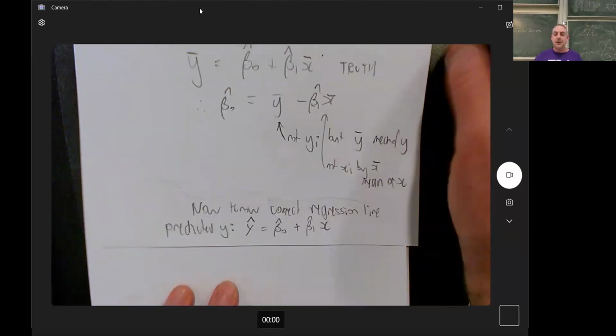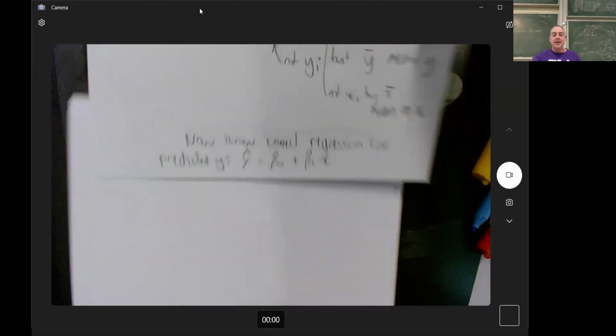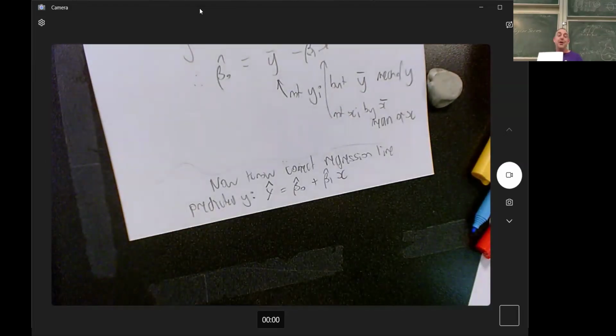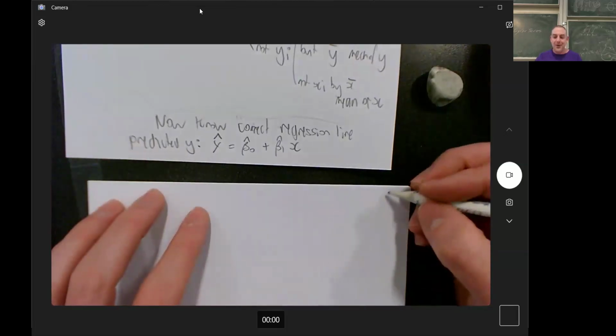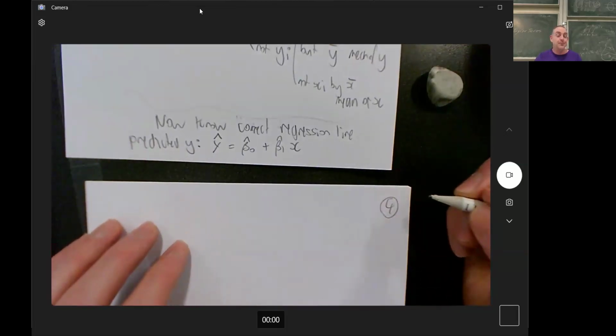Okay, so we're getting there. We're nearly there. And now that we know what the predicted value of y is, we can figure out what our estimate for the error is, which is the residual.